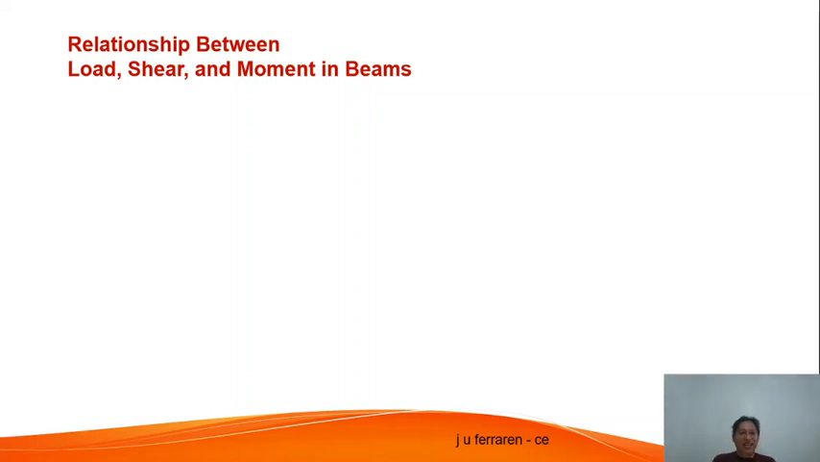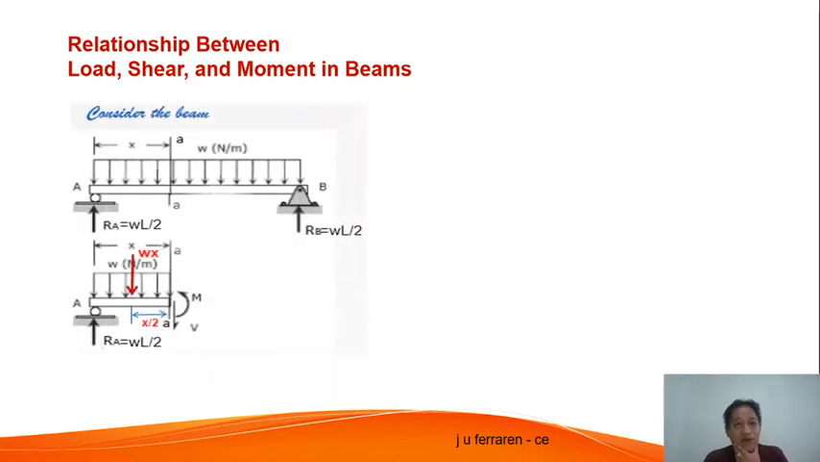Okay, good day, and we have the relationships between load, shear, and moment in beams. Now, we consider the beam which is loaded with a uniformly distributed load of intensity W over a span of L. So, cutting the beam, we have a cutting section, AA.